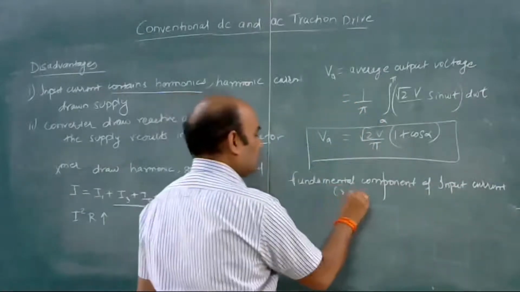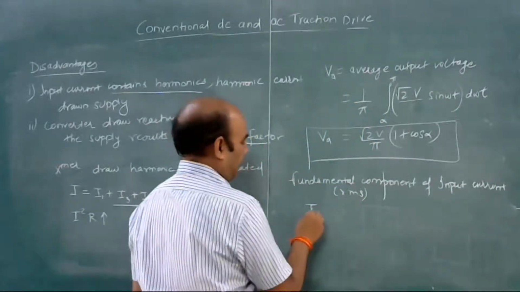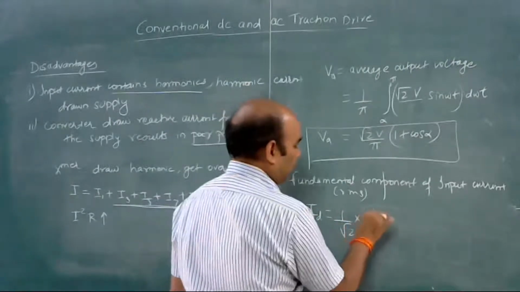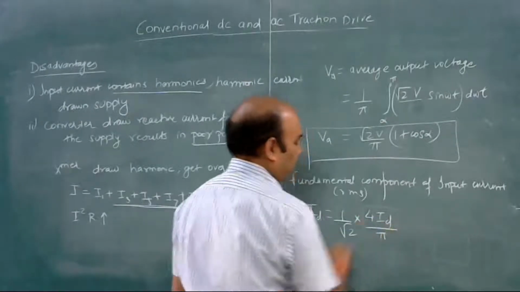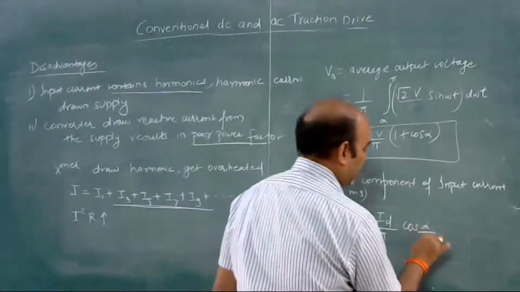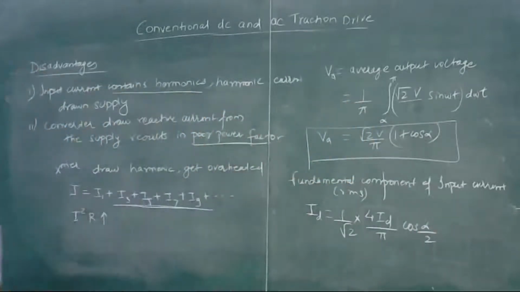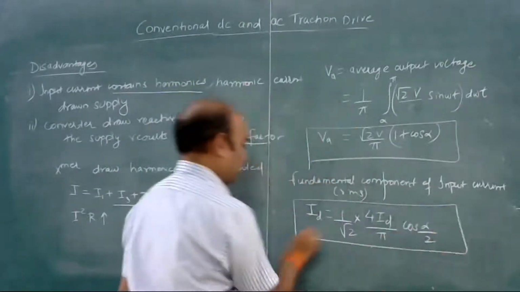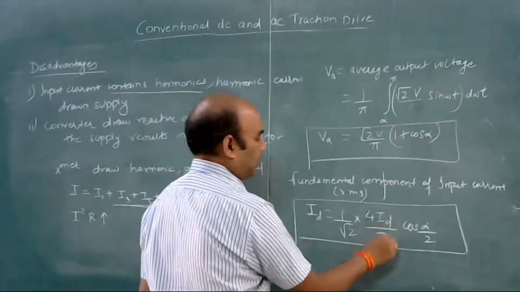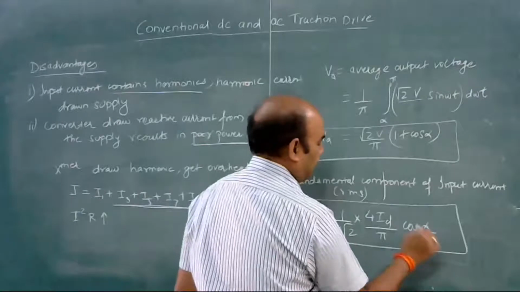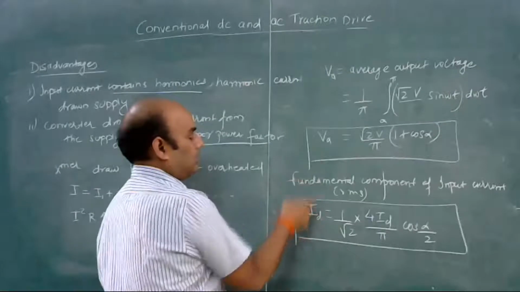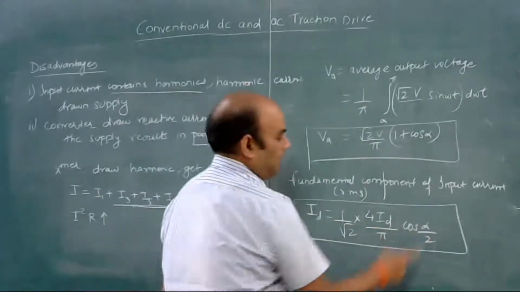RMS value. So ID is equal to 1 upon root 2 times the RMS value, 4 ID upon pi into cos alpha by 2. Okay, so this is the fundamental component of input current. That means this current ID is lagging the source output voltage by alpha by 2.